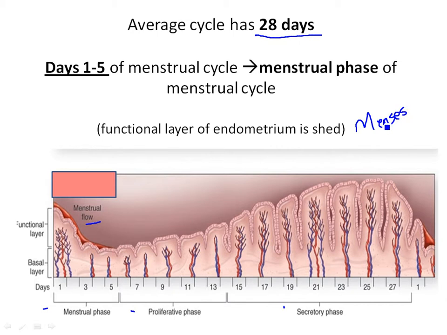Some women will have 3 days. Some women can go as much as 8 days of blood flow. Again, I'm using an average. So day 1 through 5 is going to correspond to the loss of this endometrial lining. This picture is really nice. You can see how this functional layer is being sloughed away, leaving us with the basal layer still in place, ready to replace it in the next phase.